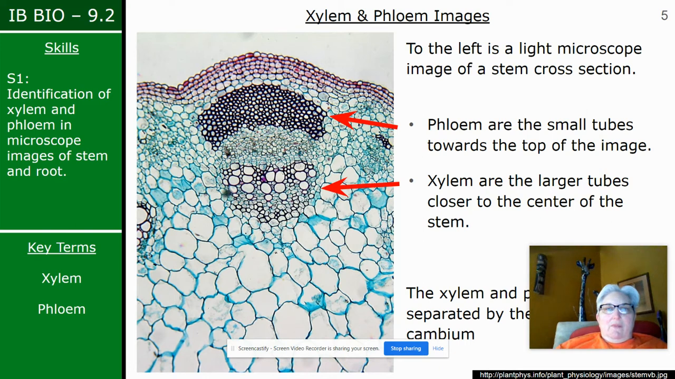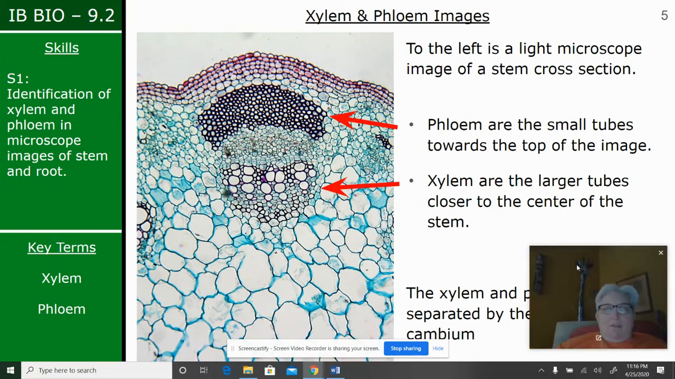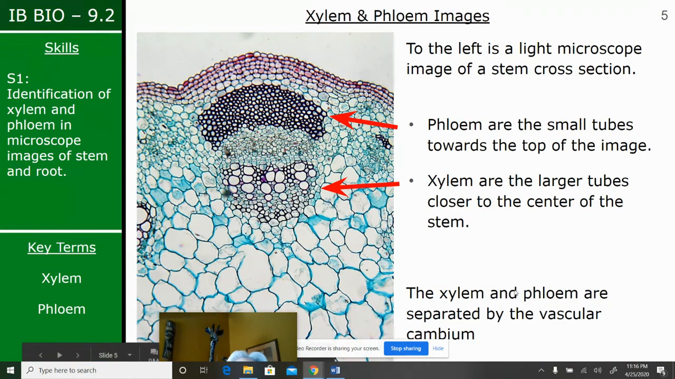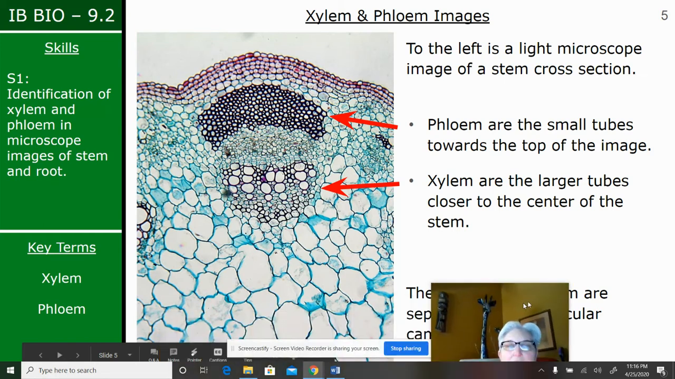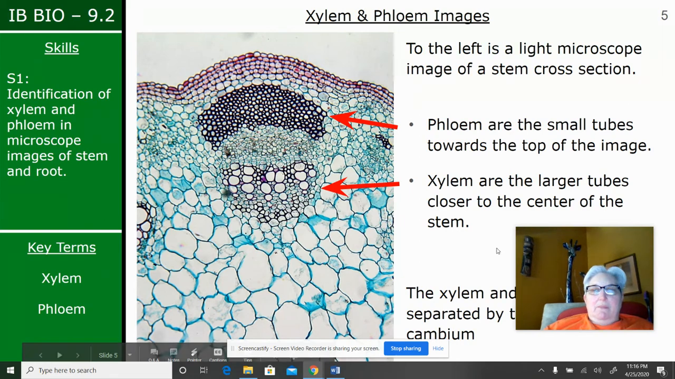Now, the phloem is more towards the outside of the plant, and the xylem is more towards the internal part of the plant, or part of the stem, really. Separating the xylem here from the phloem is a system called the cambium. Here it is down here, cambium, so we get that correct, cambium.